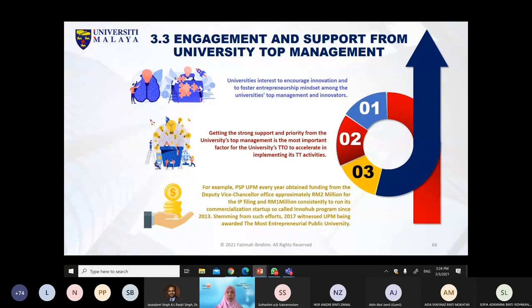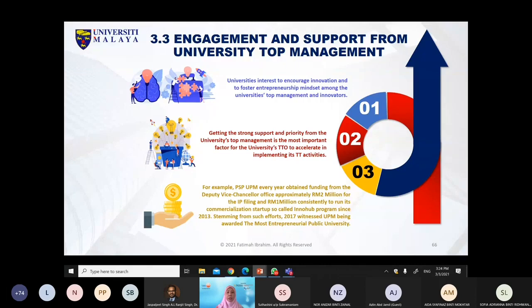I think this one, Dr. Biraj and also Dr. Gopi already mentioned in detail. So I do not want to go further, but I want to emphasize again the technology transfer tactic. One of the tactics is to get the support from the top management.